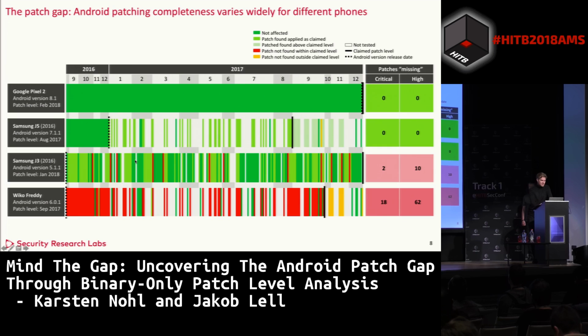And the Android patch gap is even larger for some other phones. As an extreme example, look at this phone. The dark green patches, they're not necessary for this phone, and all the red ones, they are missed. So this phone claims to have been patched in September, but really, hardly anything was installed in terms of patches for an entire year. Right?